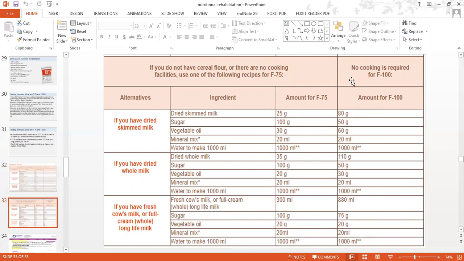This is a bit detailed description of the F100 formula. You can see here there is no cooking required in the F100 formula. Again, here the three types of milk, dried skim milk, dried whole milk, or fresh milk, are used depending on availability. And here you can see the contents are only sugar, vegetable oil, mineral mix, and water. And mineral mix is the sachet containing vitamins and minerals in a powder form. It was all about the F100 formula.